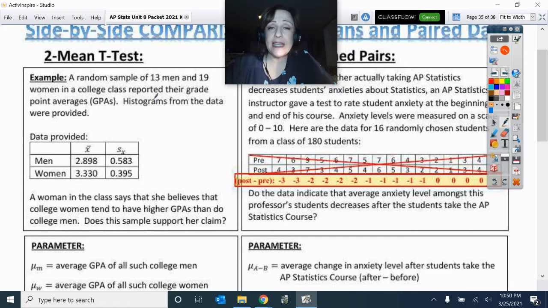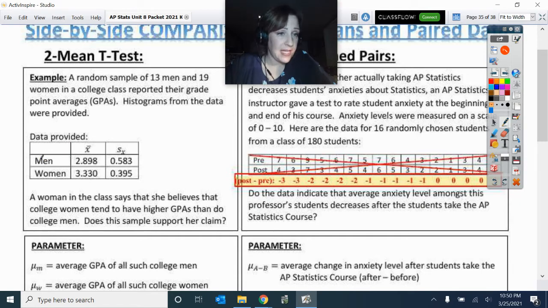And they had given us histograms of the data in the original prompt. That was a histogram for the men data and a histogram for the women data. And both of those histograms, by the way, were somewhat symmetric, unimodal, and had no outliers. Then the data we were provided was the summary statistics.